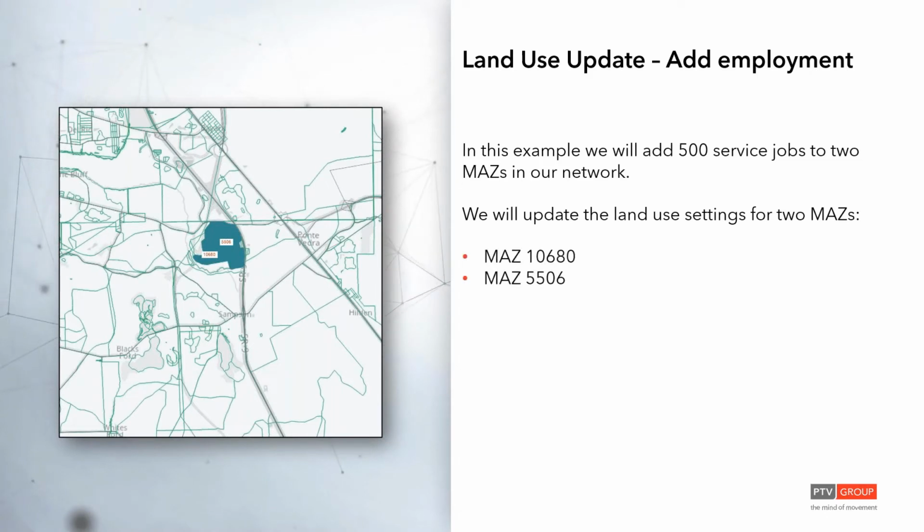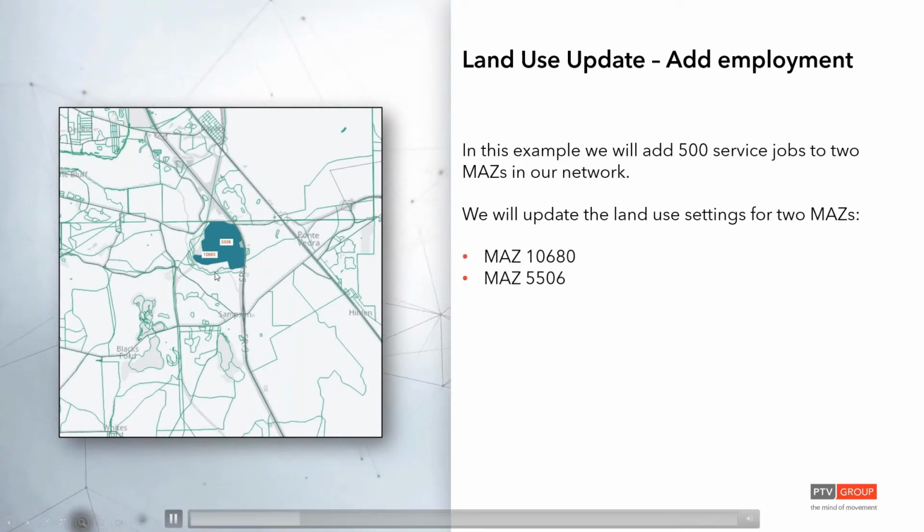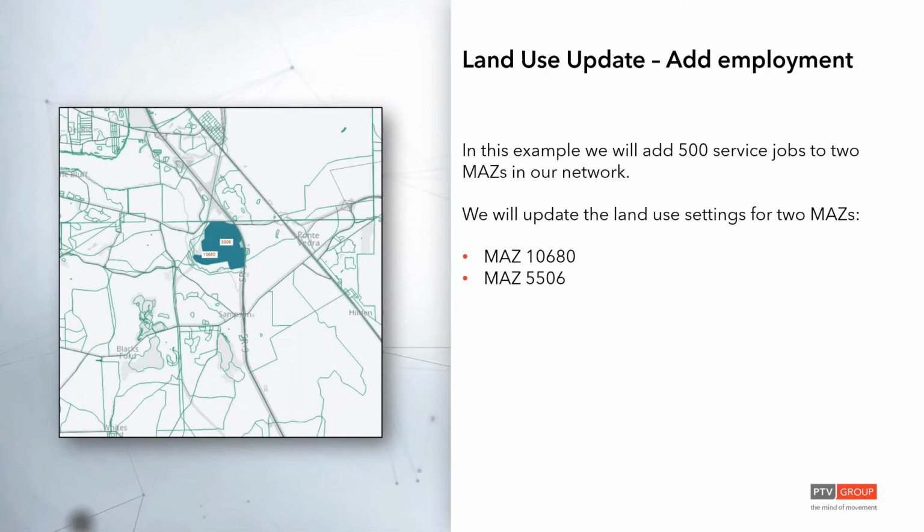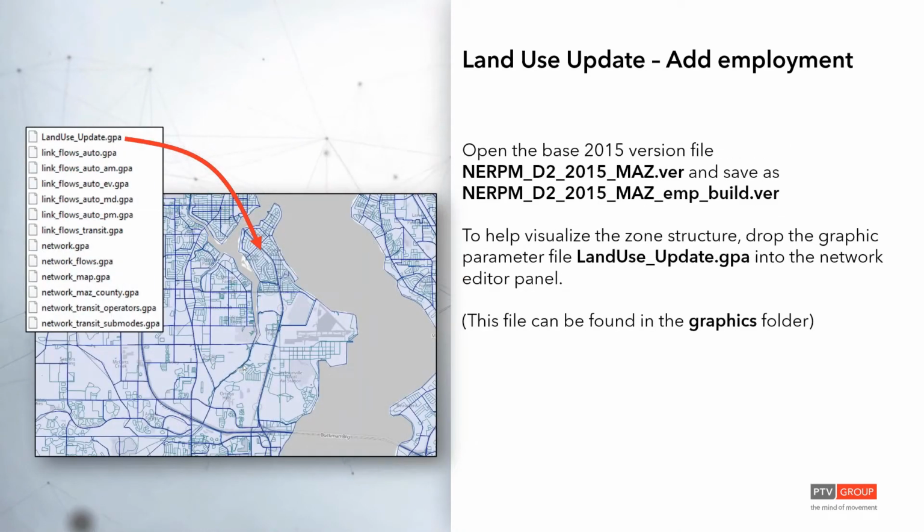So for this example we selected these two MAZs, MAZ 106, and again the ID is not of importance here, but this is just to identify where exactly to make the change, right? And then we'll again start the process the same way. You would start with a clean base year version file, save it with a different name, and then from there you can go ahead and make changes as needed.